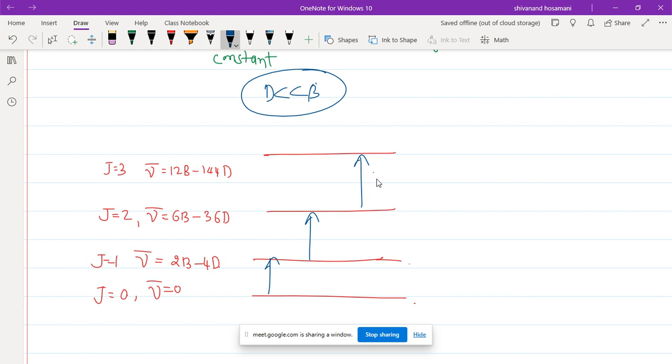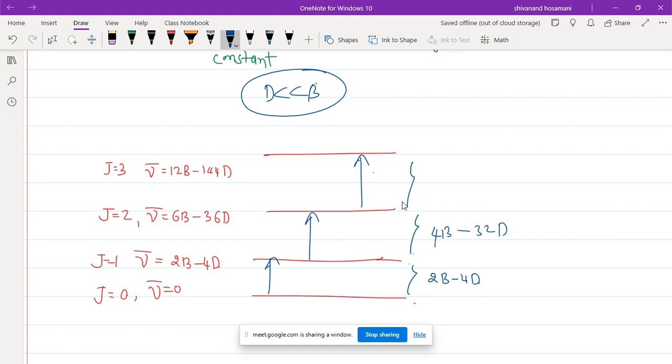What is the difference between these two? It's 2B minus 4D. What about the difference between these two? It is 4B minus 32D, isn't it?